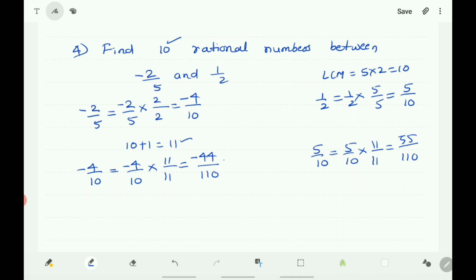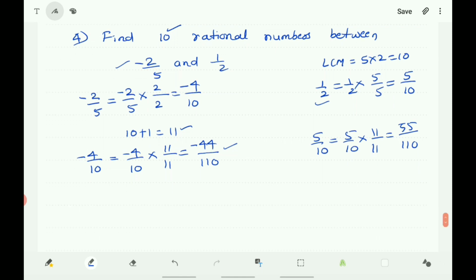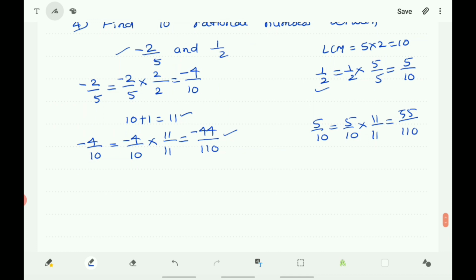You know that minus 44 by 110 is nothing but minus 2 by 5, and 55 by 110 is nothing but 1 by 2. You know that 55 ones are 55, twos are 110, and 22 twos are 44, 22 fives are 110. Now the rational numbers you can write, which are greater than minus 44 by 110 and lesser than 55 by 110: the next one is minus 43 by 110.